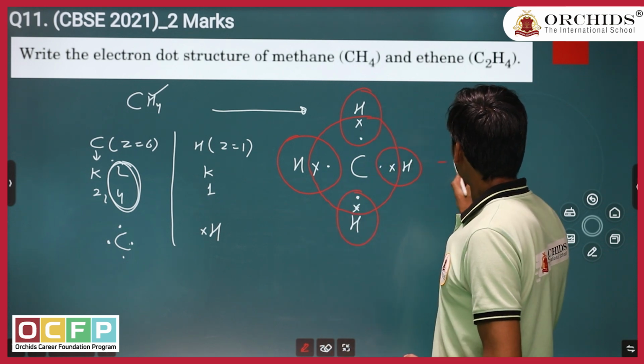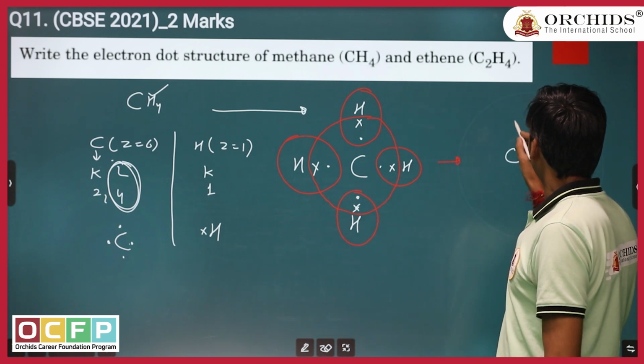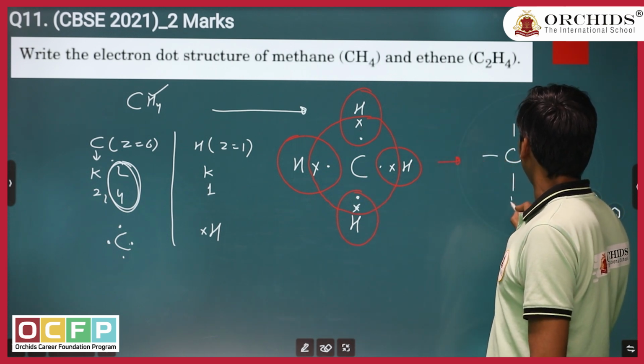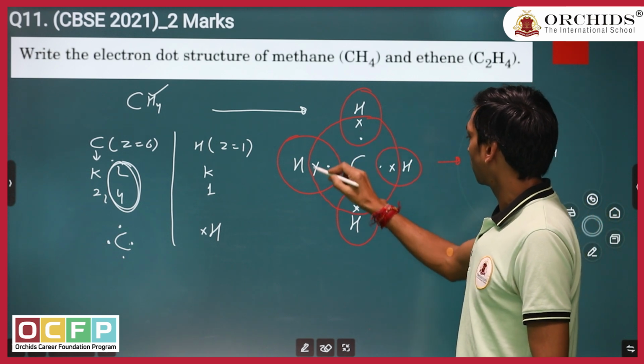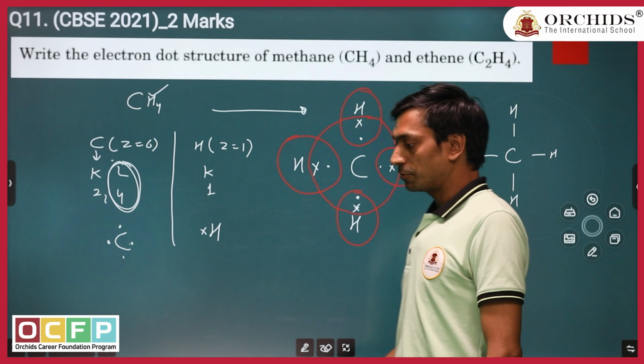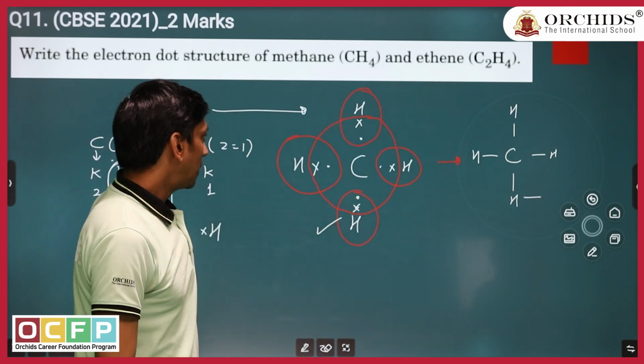So now we can also draw the line structure for this. What will the line structure be? Carbon forms 1 shared pair of electrons, which leads to a single bond. So how many shared pairs of electrons do we have here? 1, 2, 3 and 4. Therefore it will form 4 different bonds. So this is the line structure, and this is your dot structure for methane.